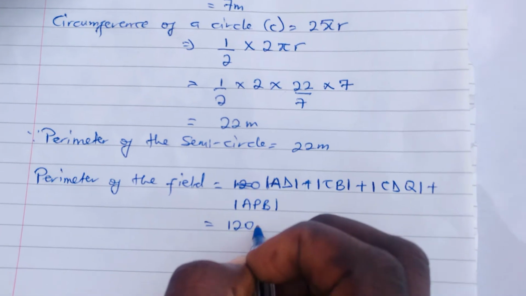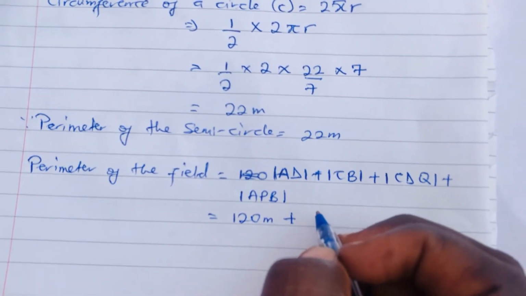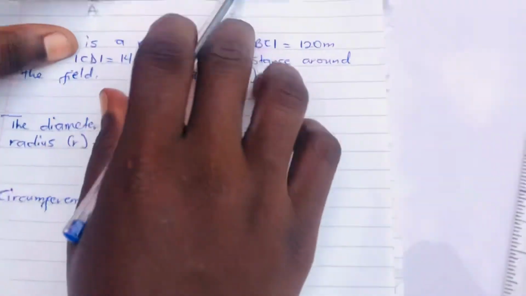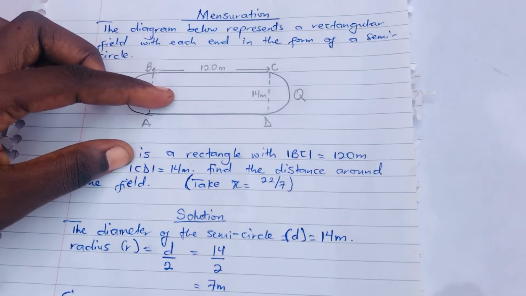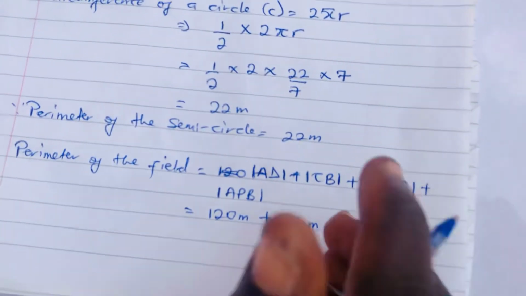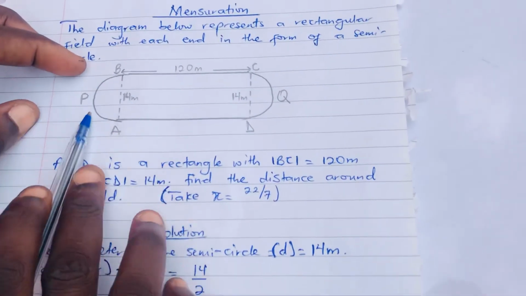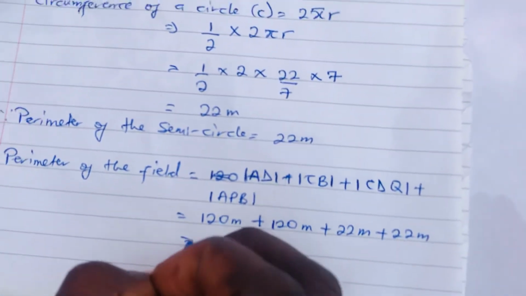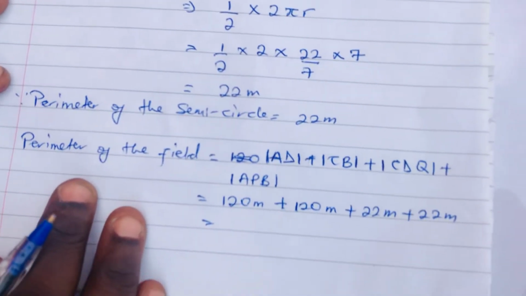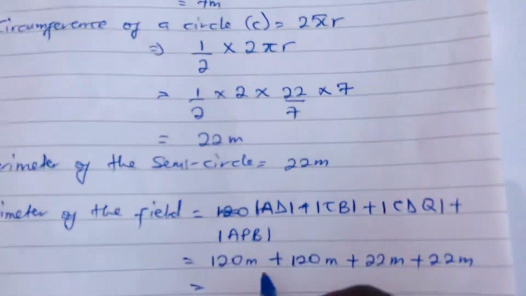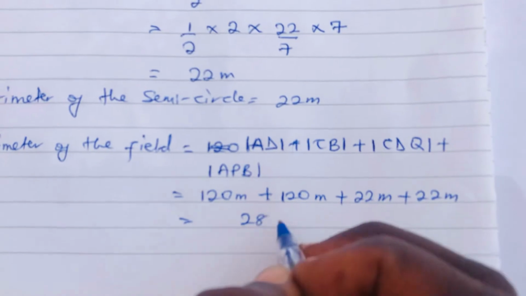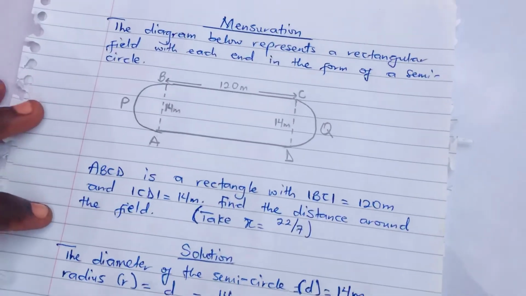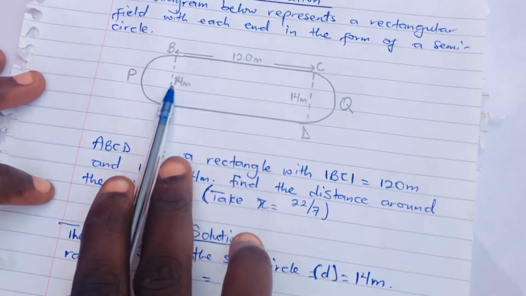Good. So what is the figure for line AD? That is 120 meters. Plus, what is line CB? Same 120 meters. Then, what is the perimeter of the semicircle? We had 22 meters. Then, if this side is 22 meters, it means this side too is 22 meters. So, plus another 22 meters. So, what is the final answer? I think the final answer will give us 284 meters.